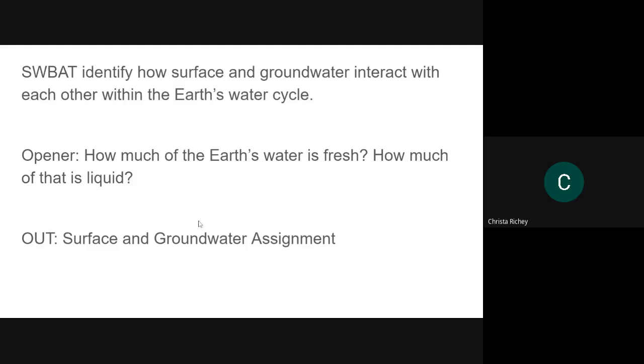We're going to sort of delve into individual parts of the cycle within the next few days. And you may have heard some of the terms that I'm going to use. I mentioned some of them yesterday.